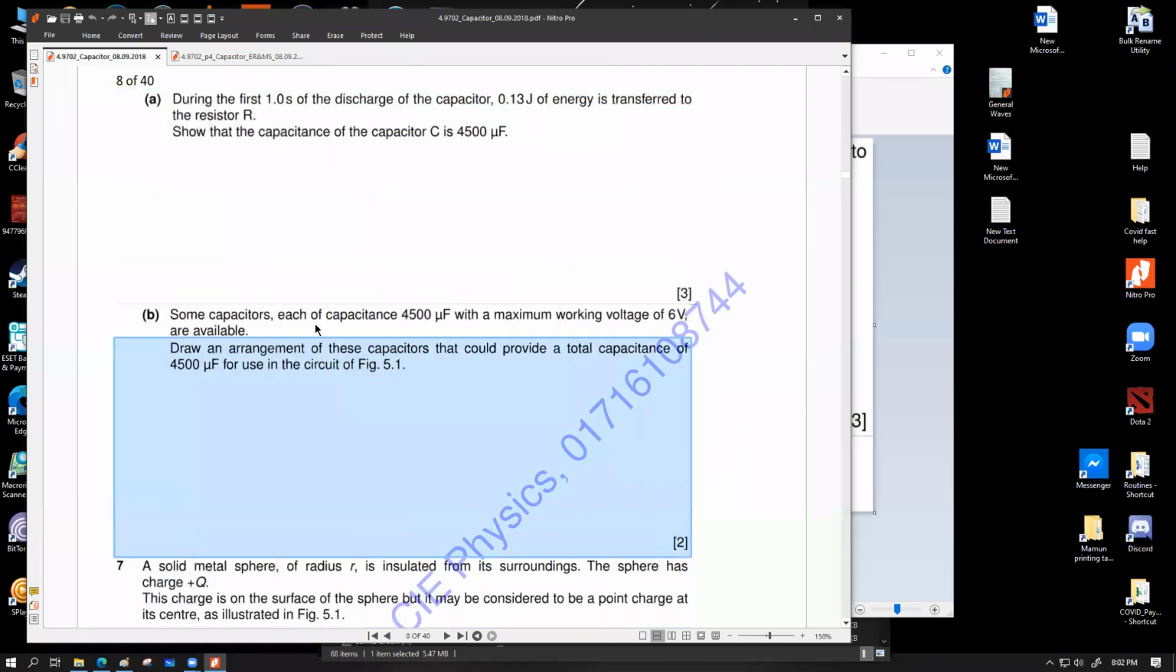Some capacitors, each of capacitance 4500 microfarad with a maximum working voltage of 6 volt, are available. Draw an arrangement of those capacitors that could provide a total capacitance of 4500 microfarad to use in the circuit.